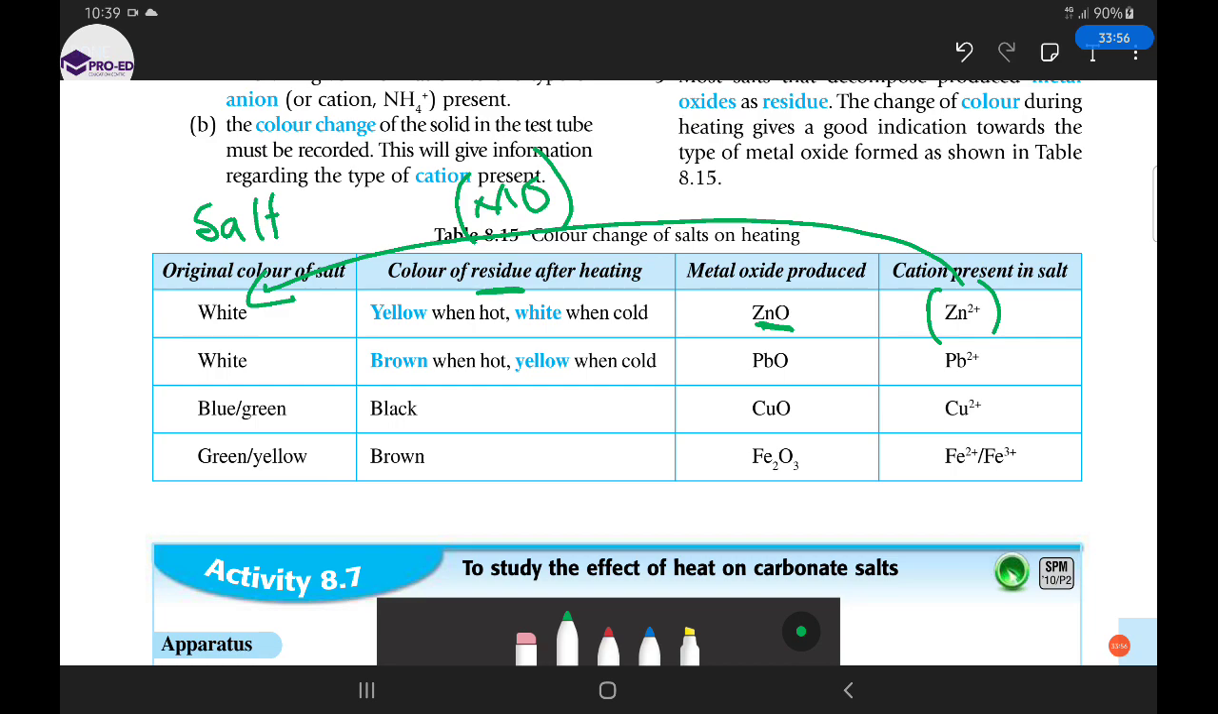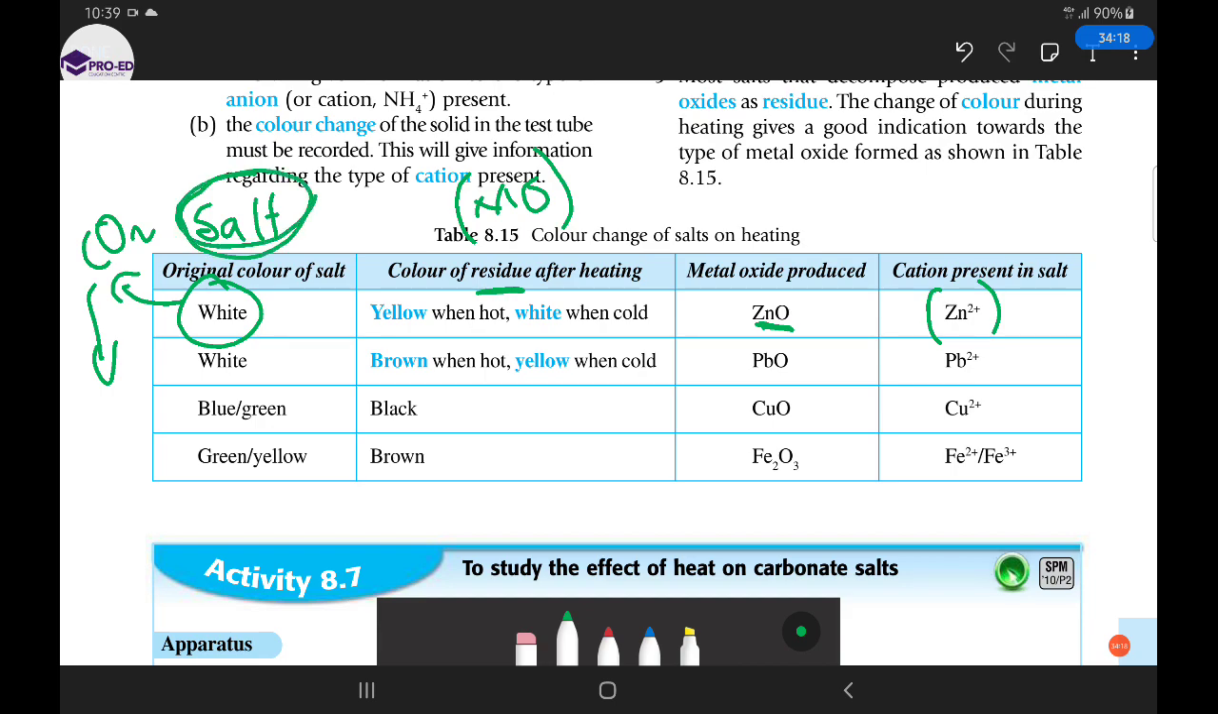Let's say we heated up this white salt, and in the process, it released carbon dioxide gas. From this, I can deduce the anion. The anion of this original salt is carbonate.